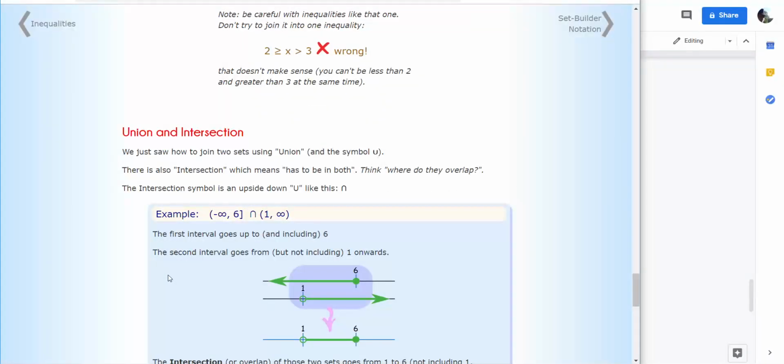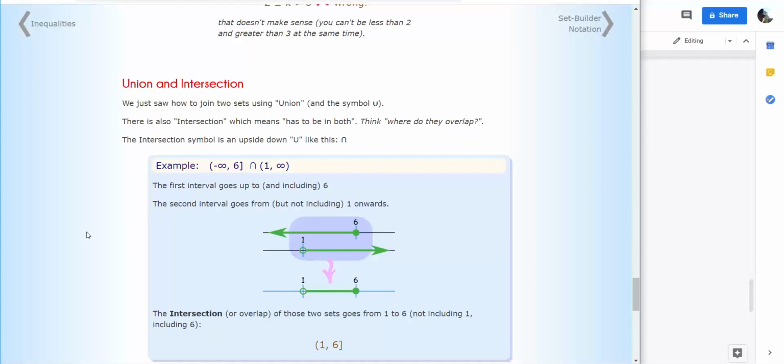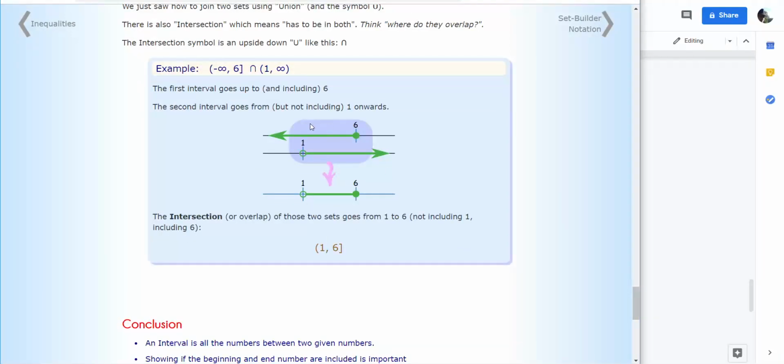Unions and intersections. We just saw how to join two sets using union, using the symbol U. Intersection means it has to be in both. Think where do they overlap? The intersection symbol is an upside down U. The first interval goes up to 6, including 6. The second interval goes up. So this is the union here. This is the intersection.